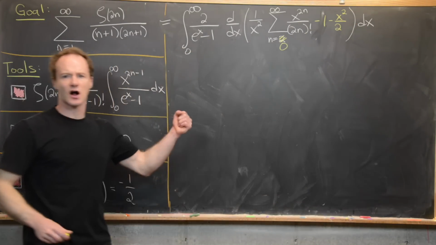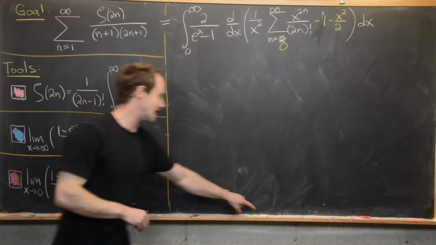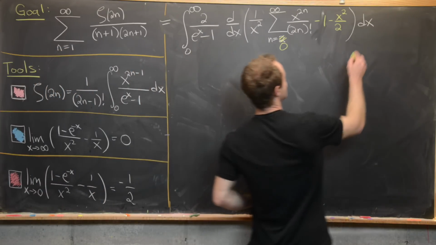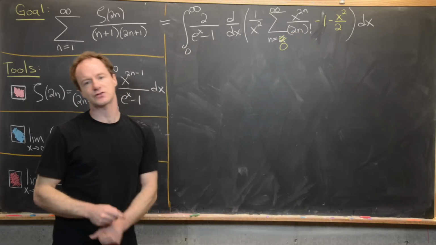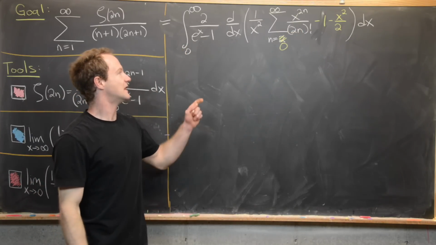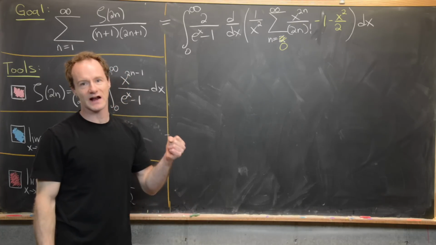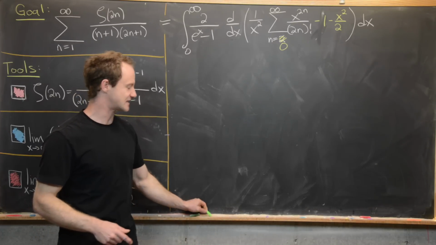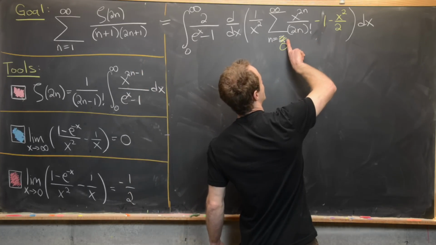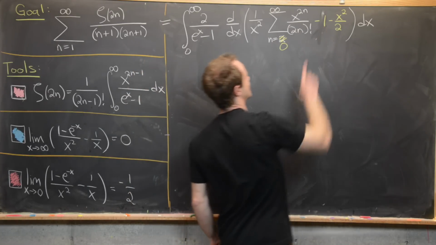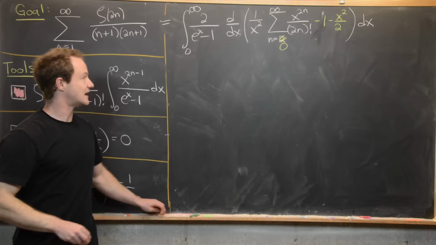So let's go ahead and talk about why those are the ones that we have to add in. Notice if we set n equal to 0, then we have x to the 0 over 0 factorial, but that's just 1. And then if we set n equal to 1, we have x squared over 2 factorial, but that's just x squared over 2. So I have indeed added in the 0th and the first term here and subtracted them off here. Okay, so now we're good to go.